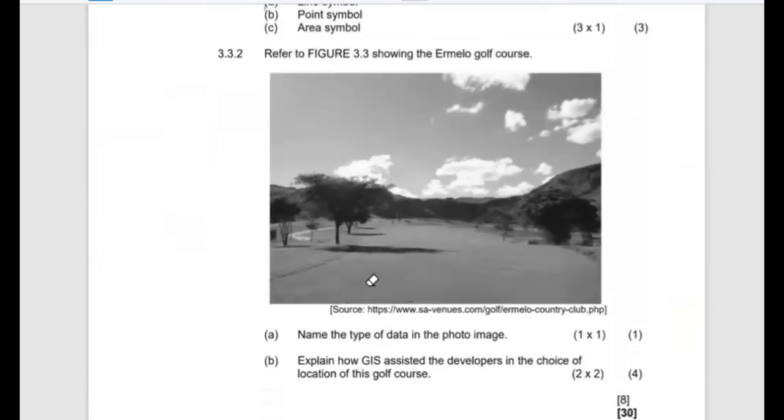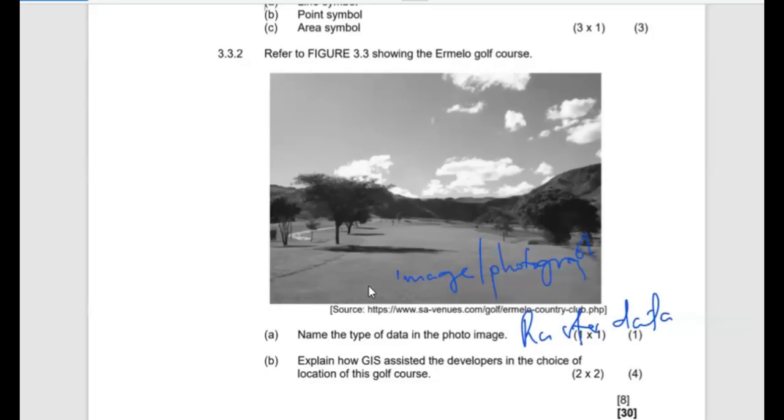Refer to Fig 3.3 showing the Emelo golf course. Name the type of data on the photo image. This is a real-time image. What kind of data is it? This is an example of raster data, because it's an image, a photograph. It is made up of pixels, and hence we are calling it raster data.